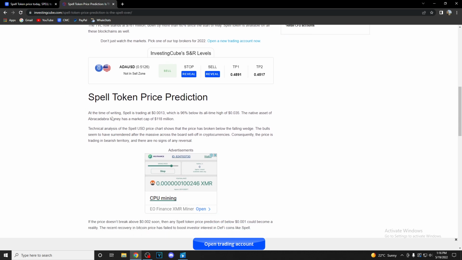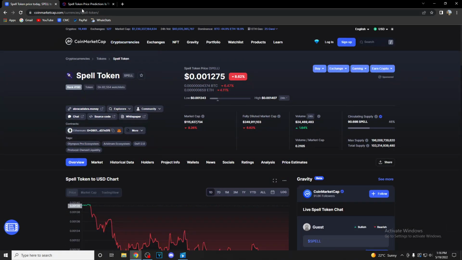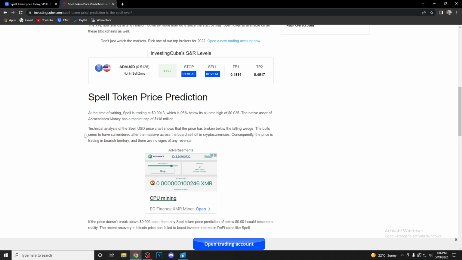At the time of the writing of this article, Spell was at 0.0013, and that is basically not that far apart from the current price, which is 96% below its all-time high of 0.1035. The native asset of Abracadabra Money has a market cap of 118 million.